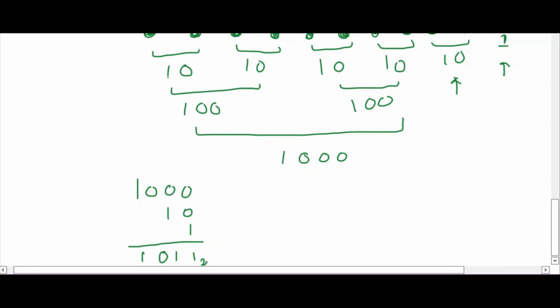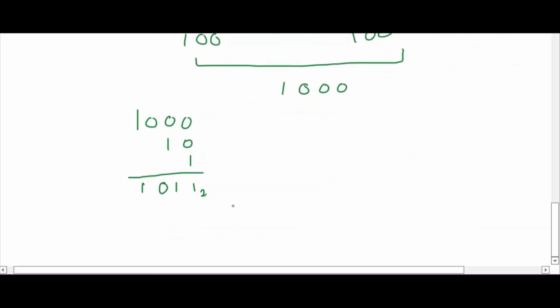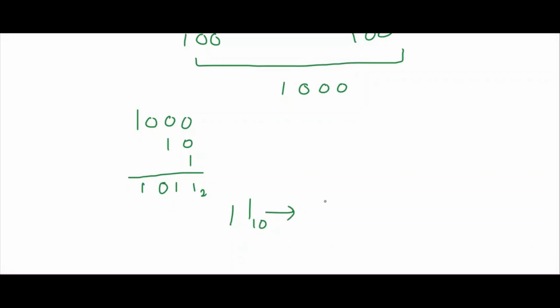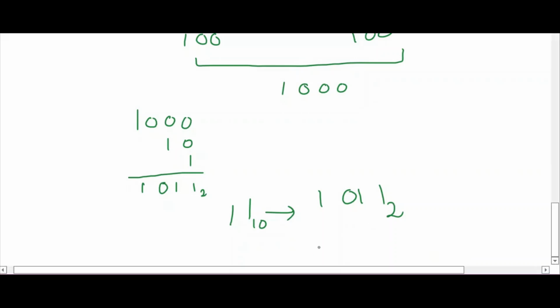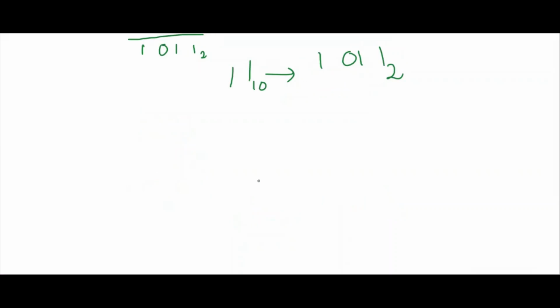So when we have 11 base 10, that would be represented as 1, 0, 1, 1 base 2. We can never use a digit 2 or higher in a base 2 system, because if you have 2, then you must be grouping it into the next number, or into the next level of grouping. If you have base 3, then you can use digits 0, 1, and 2.